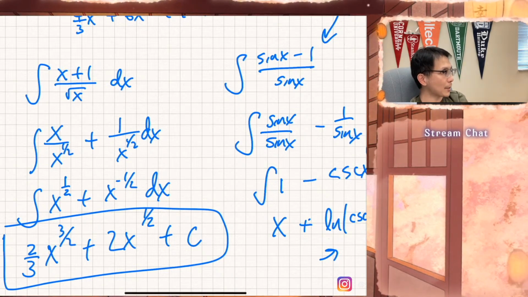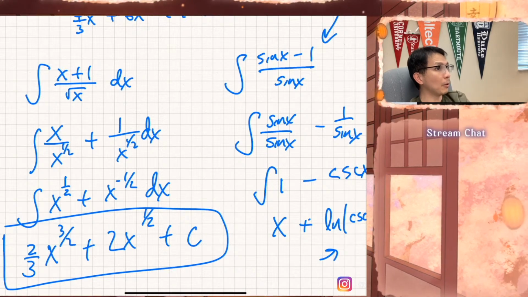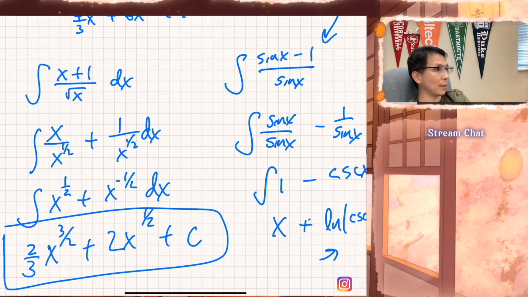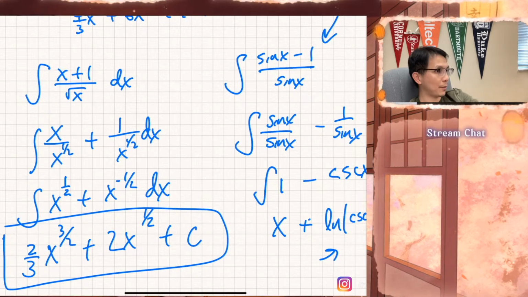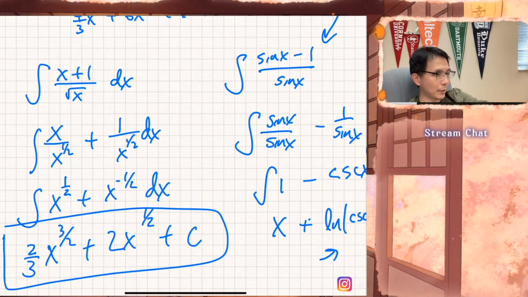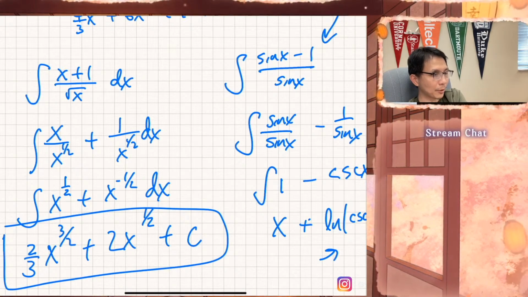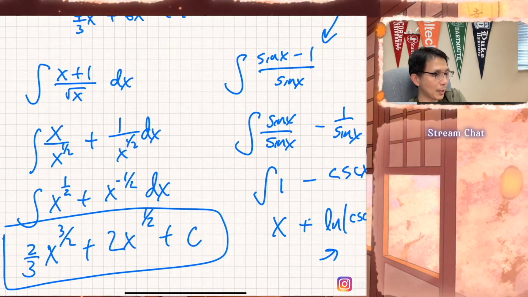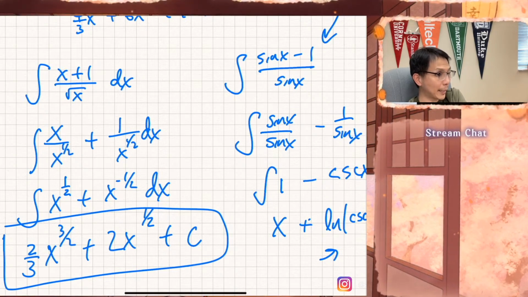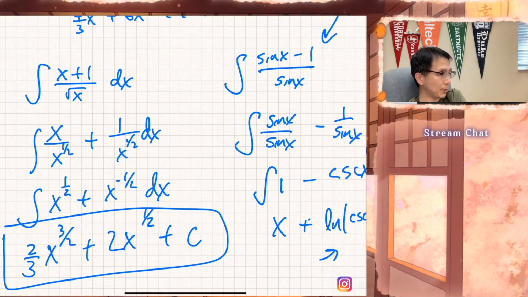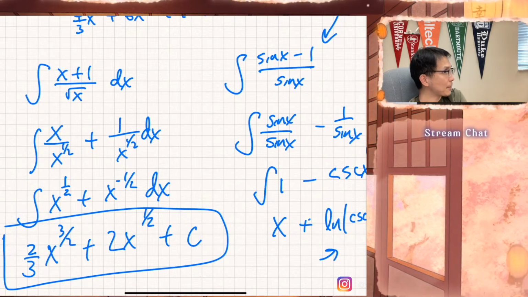Integration of cosecant of x is not integratable as of right now because we didn't give you the formulas for it, and we don't teach you how to do it yet. But it's actually natural log of cosecant of x plus cotangent of x, and there's a negative sign. Actually, it's really hard to make sense of that, so we're going to talk about that later, in the next chapter. Does this make sense?